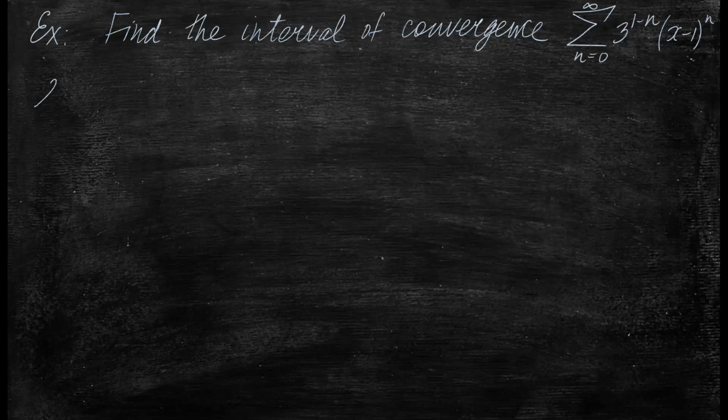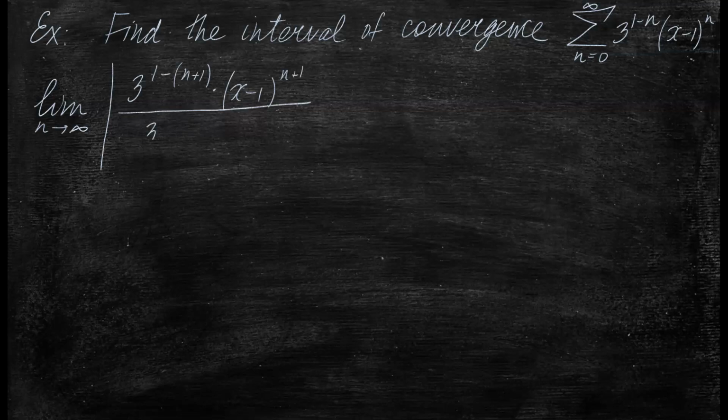And we always start by setting up the ratio test limit. So we're going to take the n plus 1th term and divided by the nth term, and we're going to simplify. And we're going to separate.